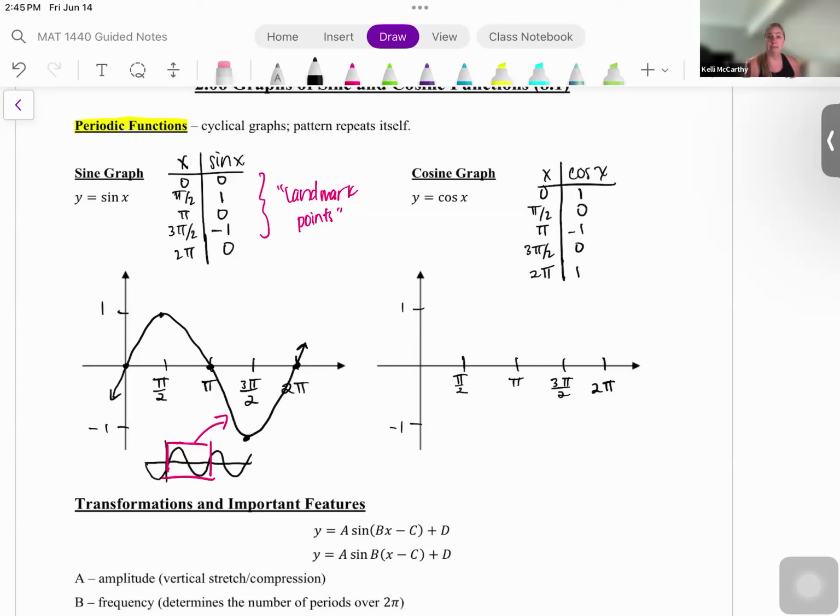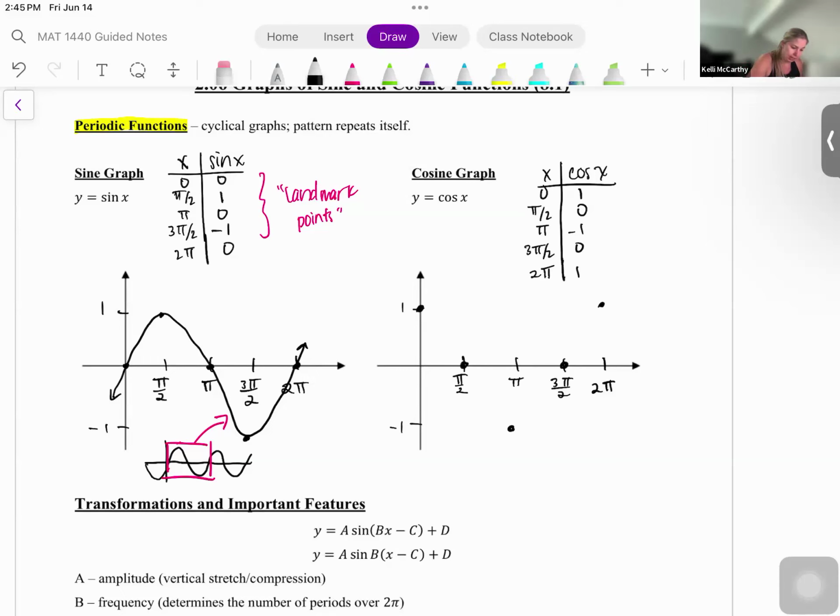Same as with sine, the minimum value for cosine is -1. The maximum value for cosine is +1. Cosine of 0 is +1. Cosine of pi over 2 is 0. Cosine of pi is -1. Cosine of 3 pi over 2 is 0. Cosine of 2 pi is 1.